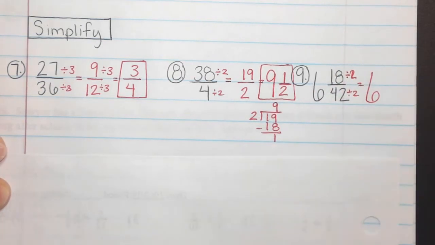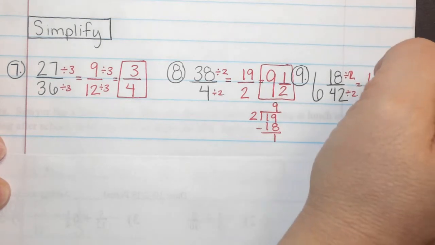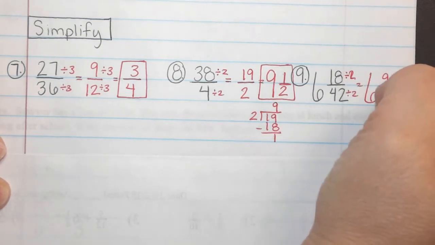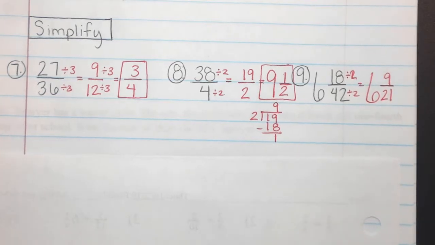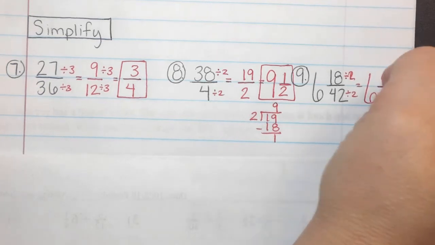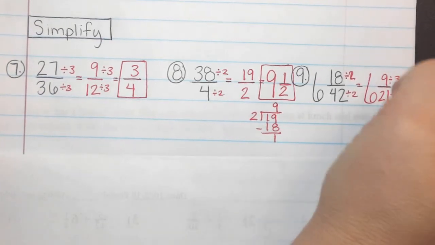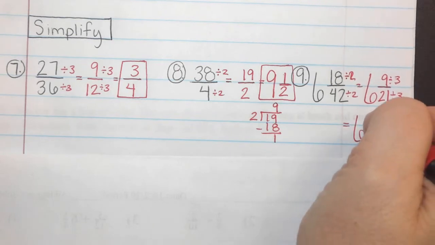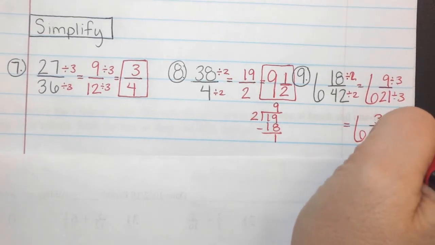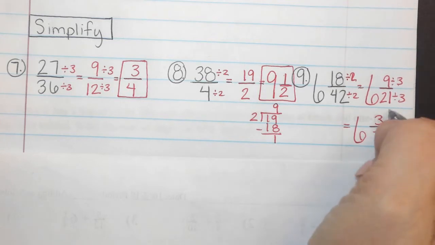All right, 18 divided by 2 is? 9. And 42 divided by 2 is? 21. Okay, be very careful here. 9 and 21 will still simplify. Brianna, what can I use? 3. We're going to divide those by 3. So I end up with 6. 9 divided by 3 is? 3. And 21 divided by 3? 7. Can that simplify anymore?